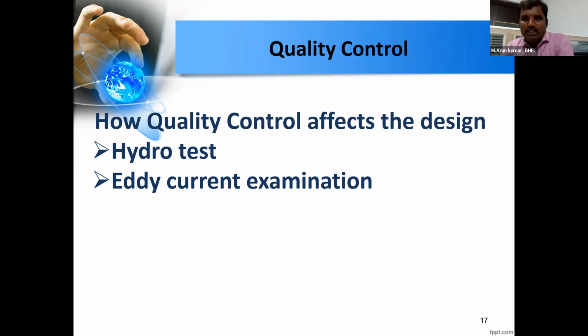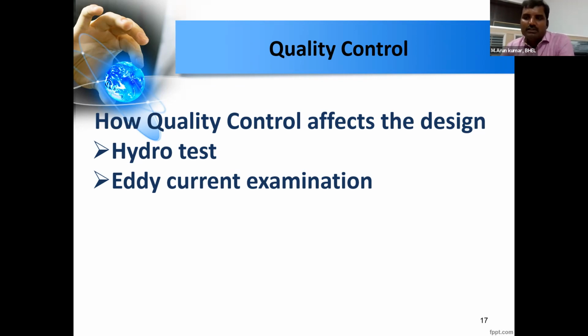Now let me explain to you, sir, about our hydro test. Initial days, the hydro test was done at 1.5 times the design pressure. Now it is reduced to 1.25 times of design pressure. However, the limit for this hydro test is 90% of the yield stress.